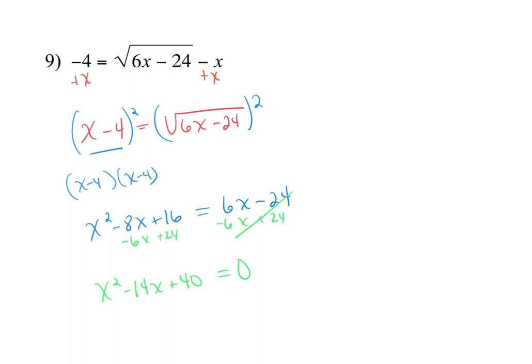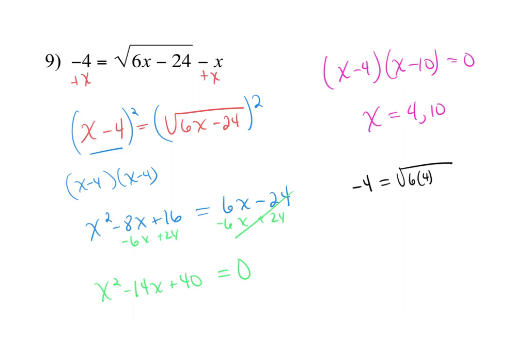And so I'm going to say x minus 4, x minus 10 equals 0, which gives me a possibility of 4 and 10. And so just like I did before, I'm going to plug those in. Negative 4 equals the square root of 6 times 4 minus 24 minus 4.